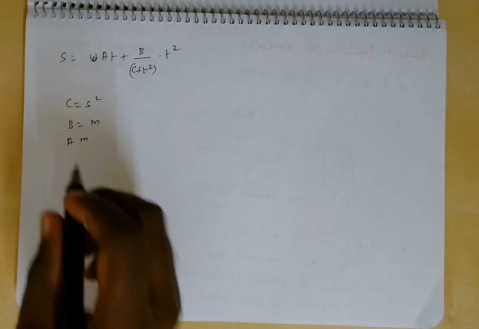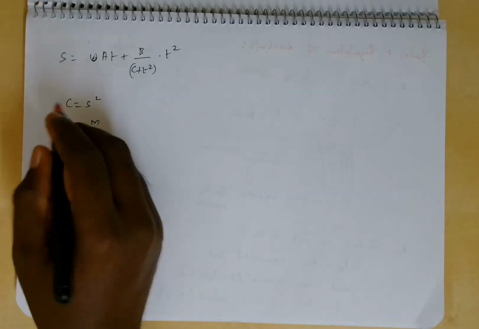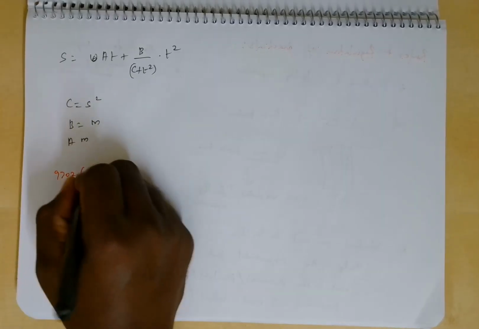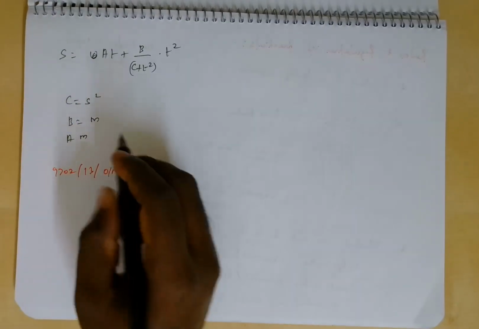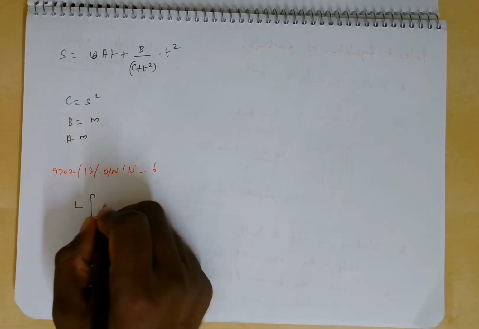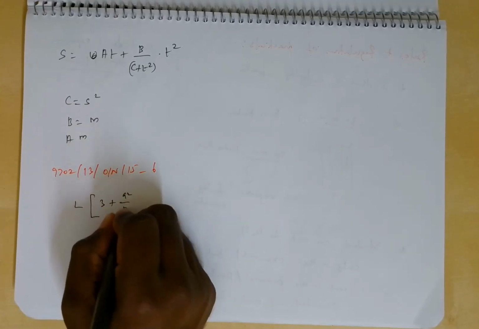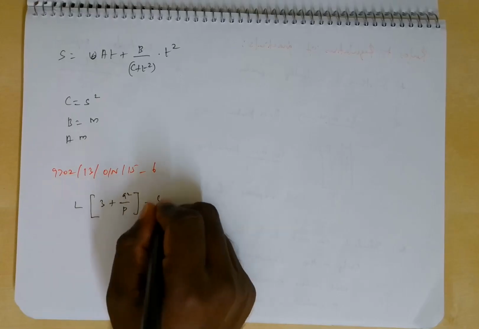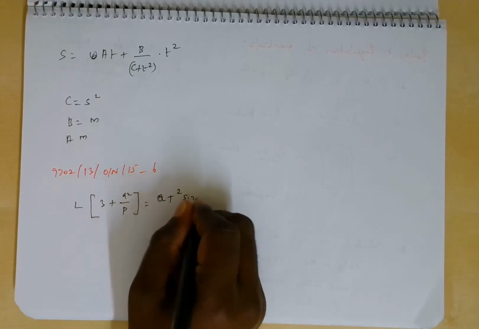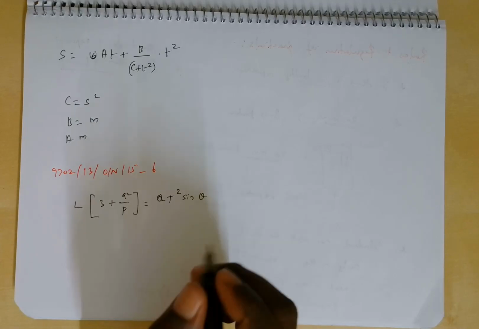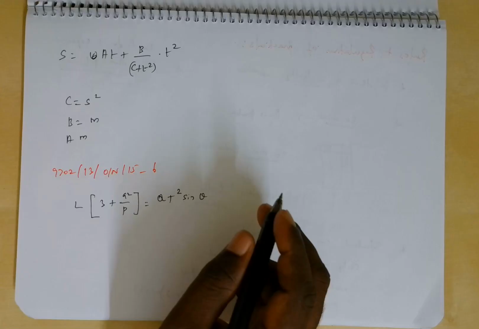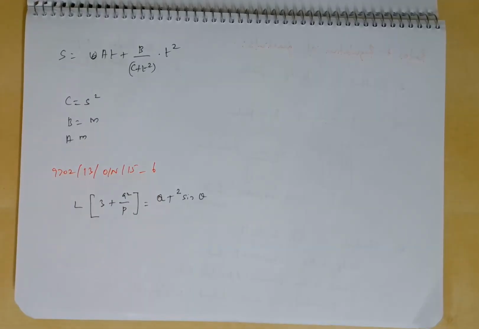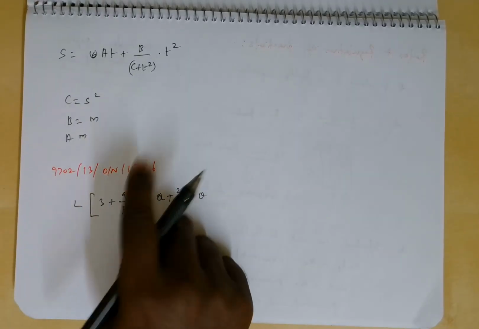Okay. So here is another question. This is an actual past paper question. So this one is 9702 13 October November, question number 6. So here is the equation. L into 3 plus a square divided by p equal to q t square sine theta. Can you see the equation? Yeah, it's a square.